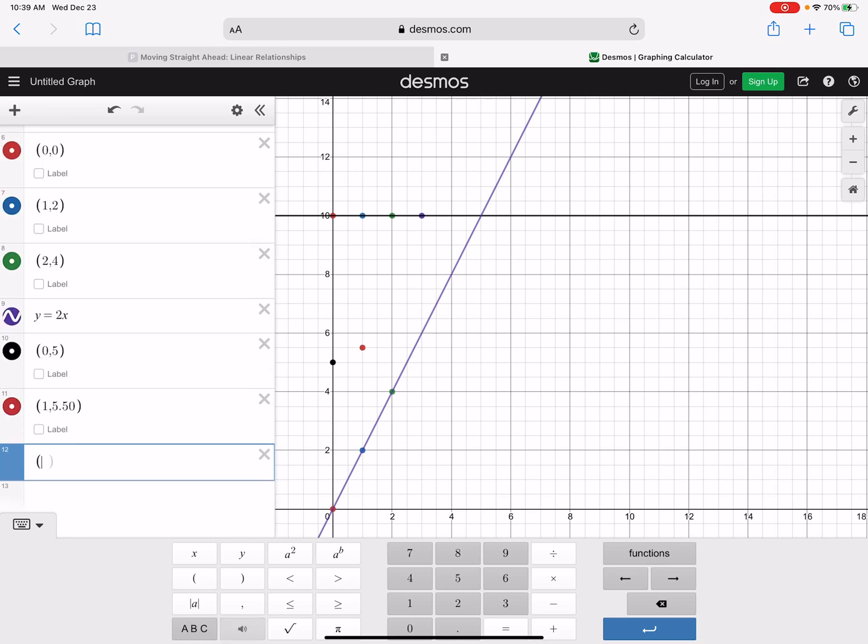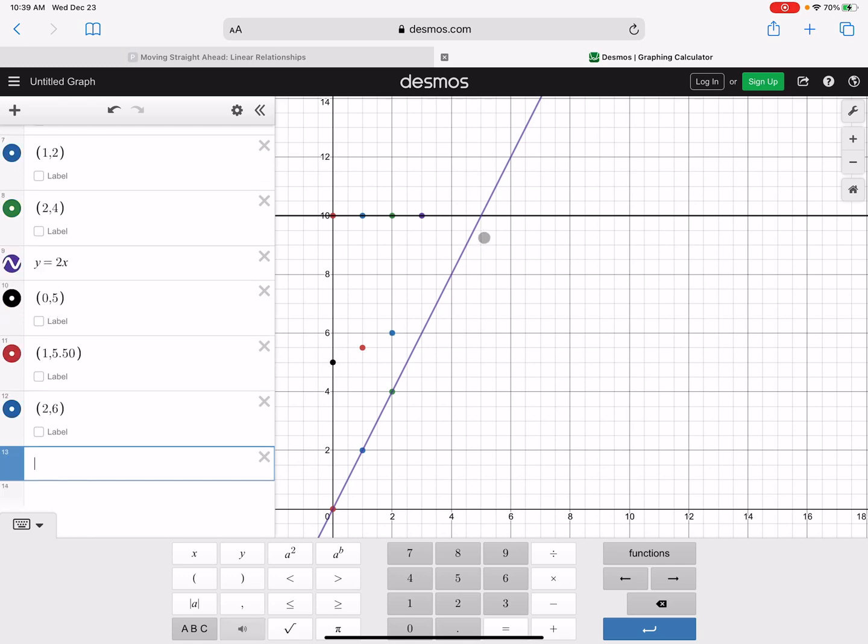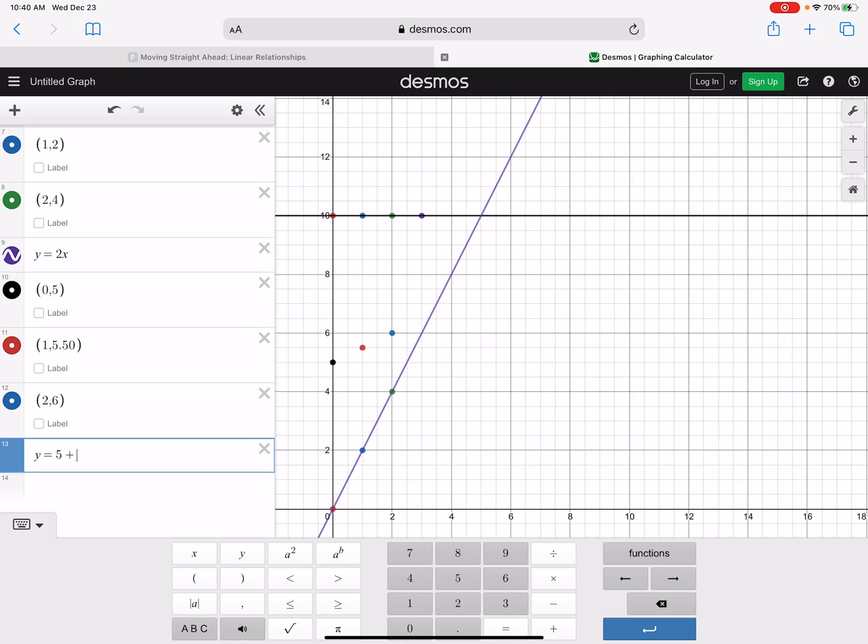And then 2, comma, 6. Notice how these are also lining up perfectly. So when I put the equation in, y equals 5 plus 0.5x, my line crosses perfectly through those points, okay? This is what the graph looks like for all 3 of these.